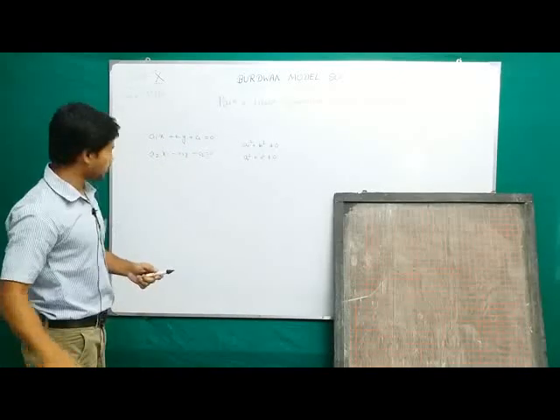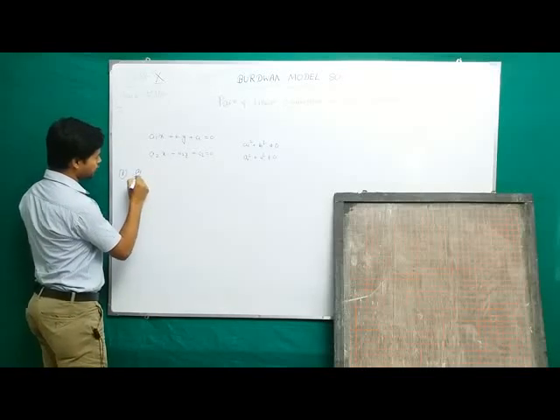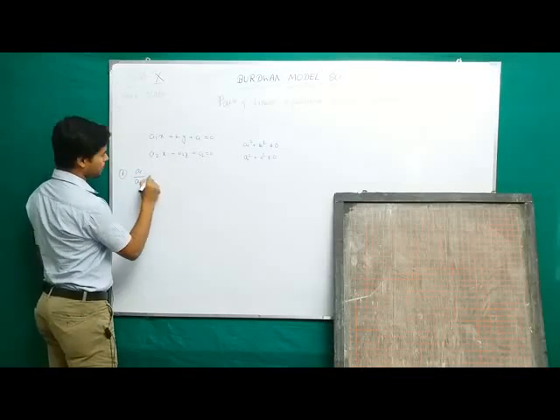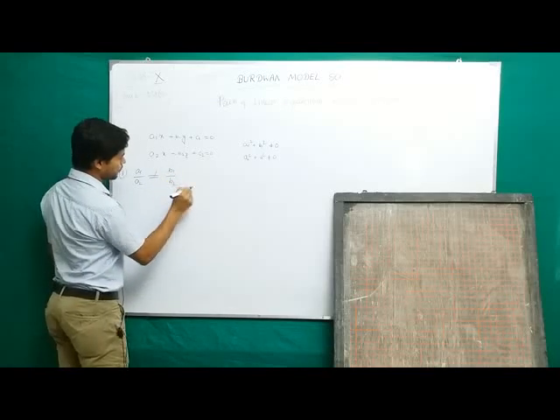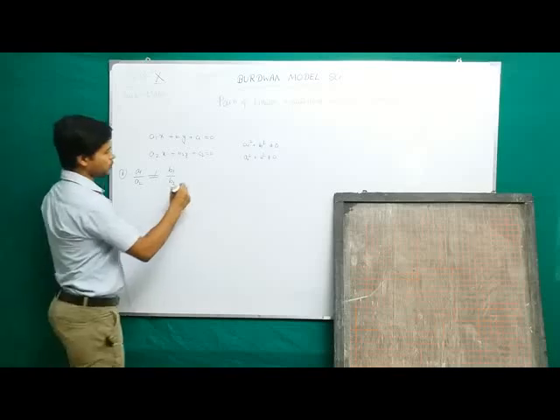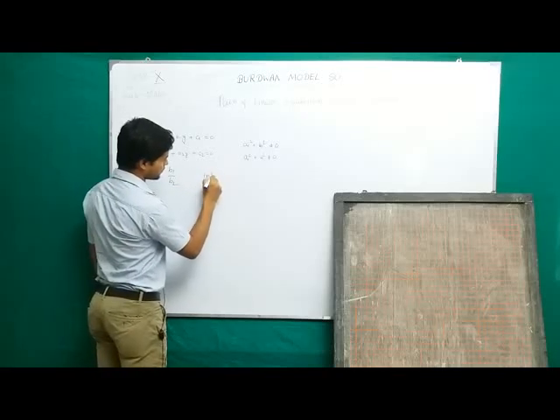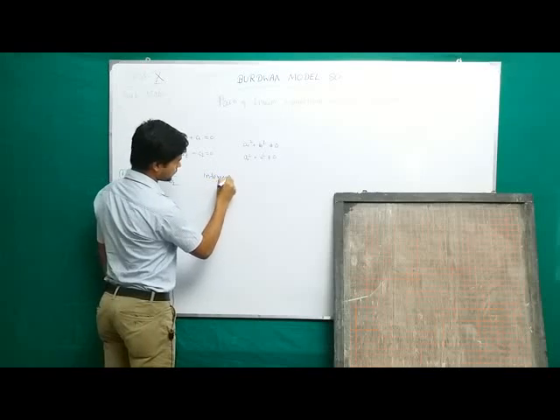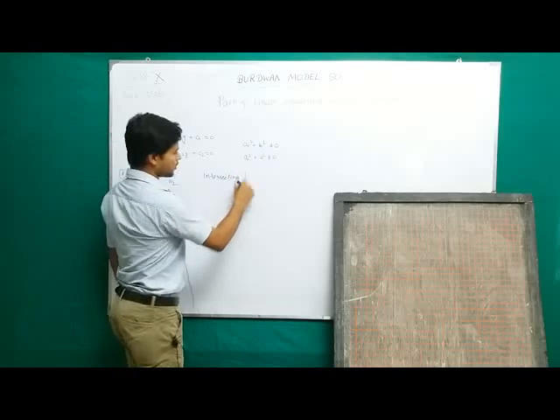It has a condition. So the first condition is if the ratio of a1 and a2 is not equal to the ratio of b1 by b2. In that case we can say the given lines are intersecting, or we can say they are consistent.